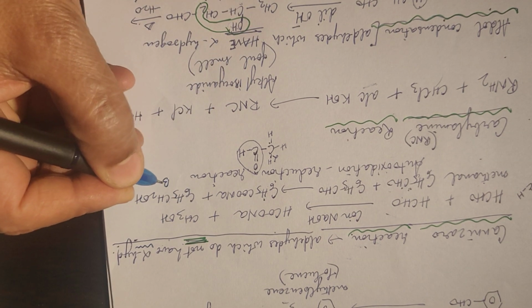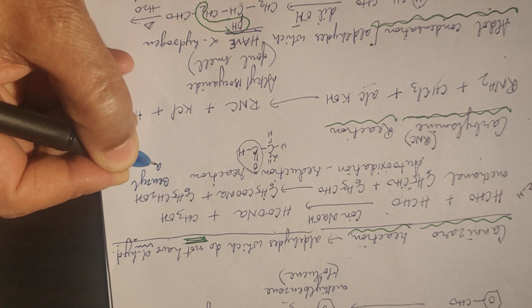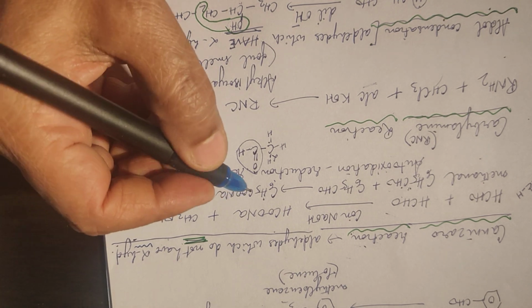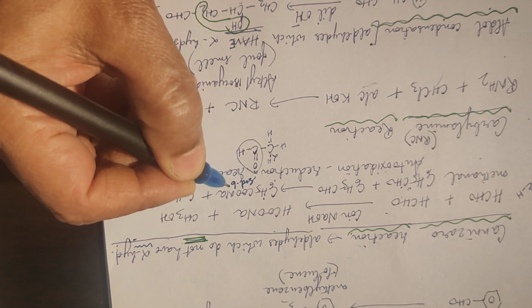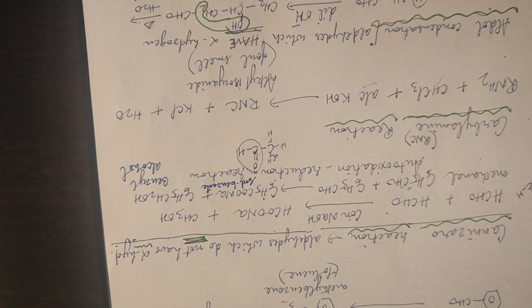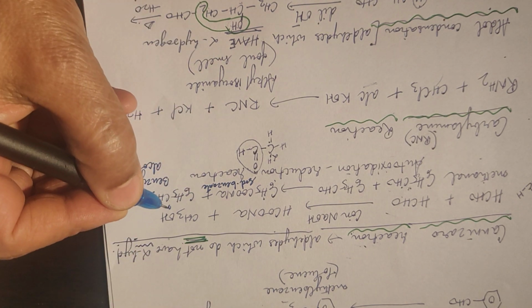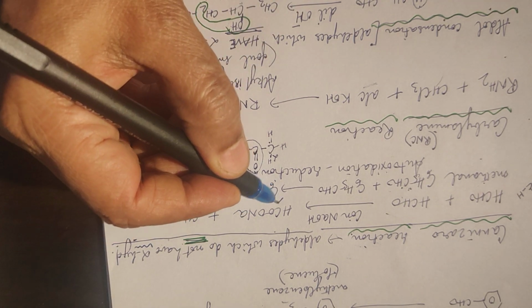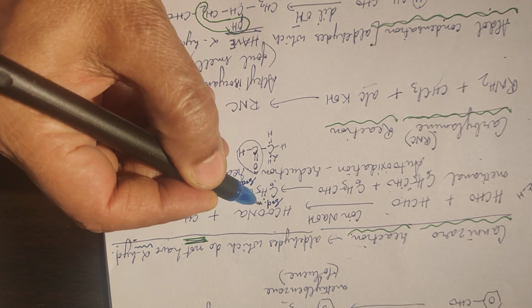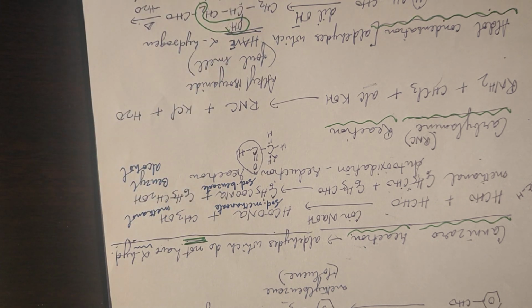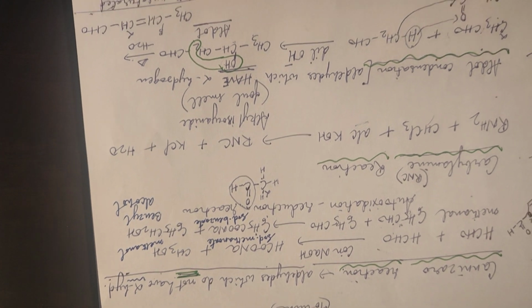C6H5CH2OH. What is this? This is benzyl alcohol. And what is this? This is sodium benzoate. This is methanol, and this is sodium methanoate. Right? Okay.